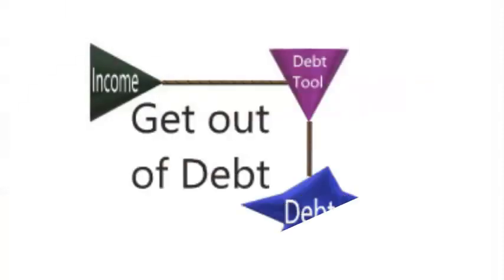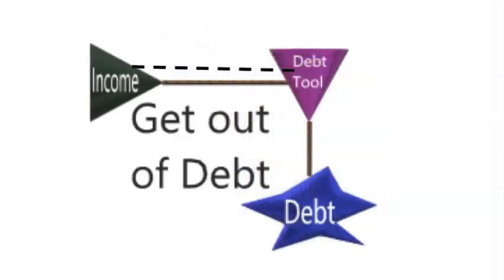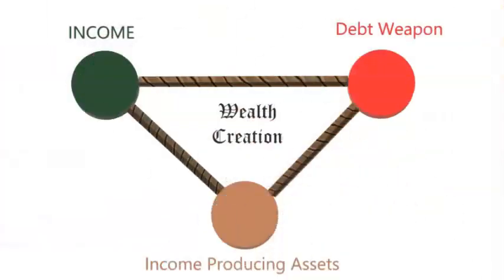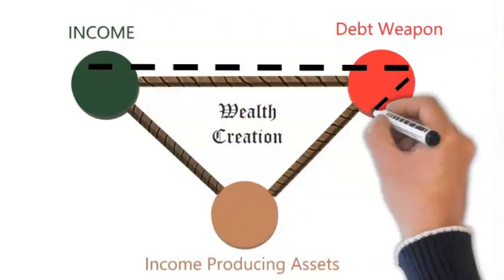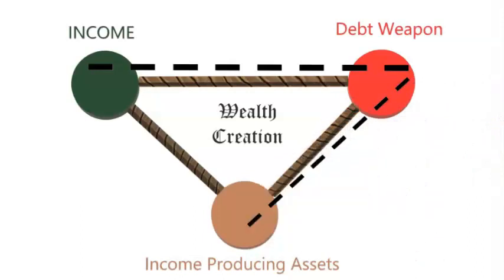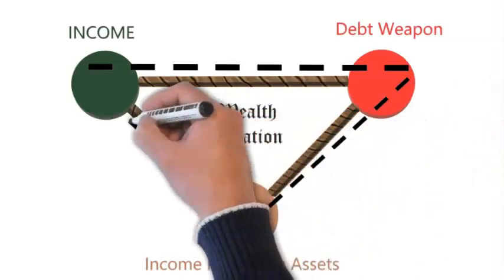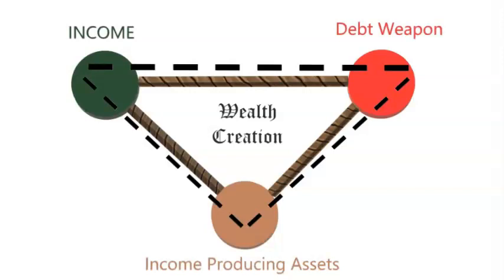Let's simplify the flow. To get out of debt, your income will go into the debt tool. And then when you're ready to chunk it to debt until you have no more debt. To build wealth, your income will go into the debt tool. When you are ready, you buy assets. Those assets will produce income, and you can repeat this flow to infinity.